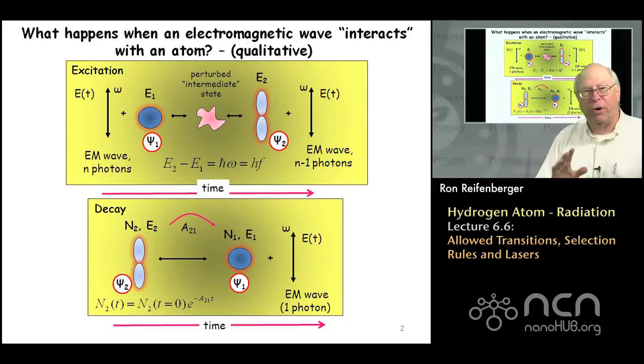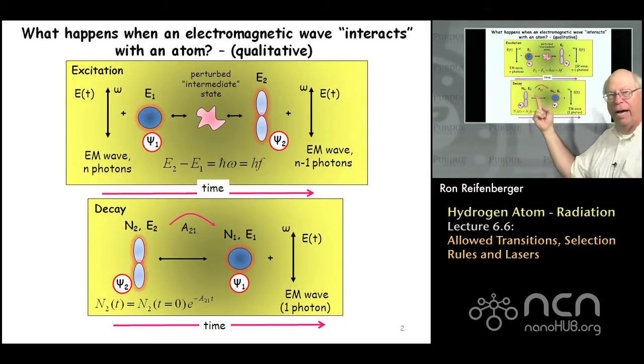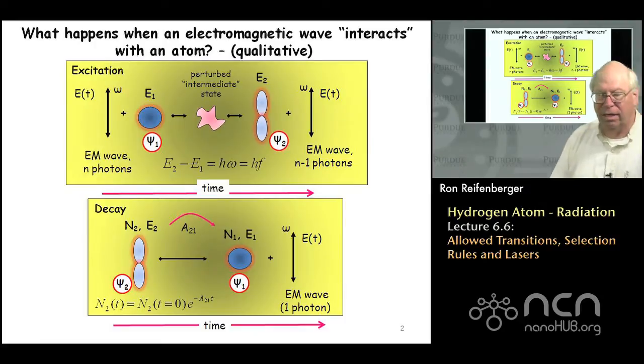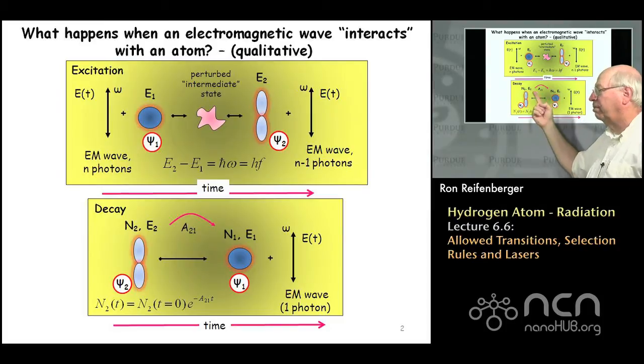After a certain period of time, and the period of time is determined by Einstein's coefficient A(2,1), this excited atom with its electron in energy E2 decays back to the ground state. So the wave function psi2 goes to psi1, and the electron returns to its ground state energy, and then a photon is emitted. So that one photon that was absorbed is then re-emitted at a later point in time. Now, how quickly this decay occurs depends strictly on the value for A(2,1).